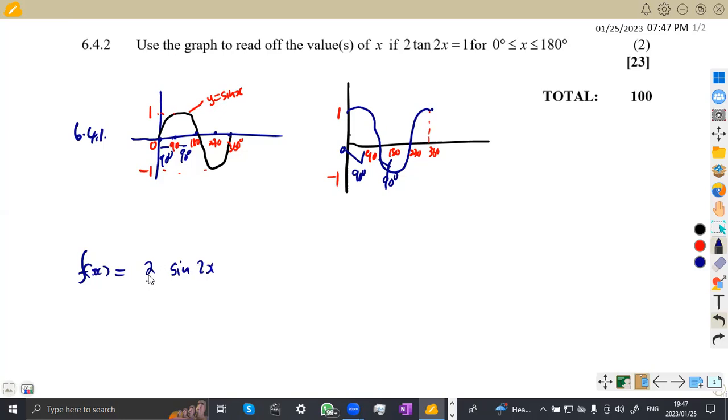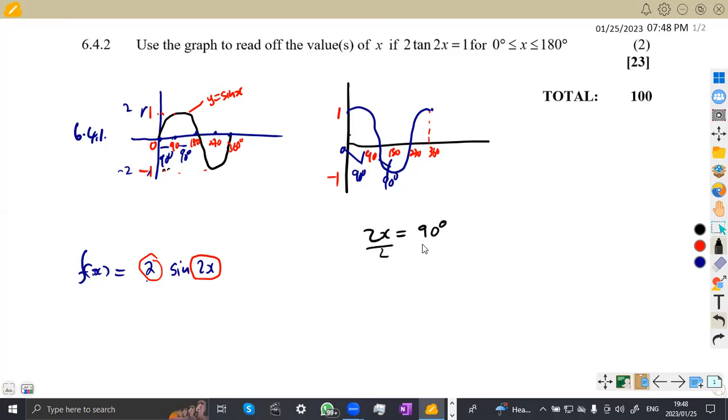Don't worry about this 2. This 2 only affects this 1, which is going to change into 2, and this 1 is going to be -2. That's what this 2 affects, that is the amplitude. But this 2x affects the interval. So what you're going to do is equate that 2x to the original interval. So 2x is equal to, our original interval was 90 degrees, so we equate this to 90 degrees.